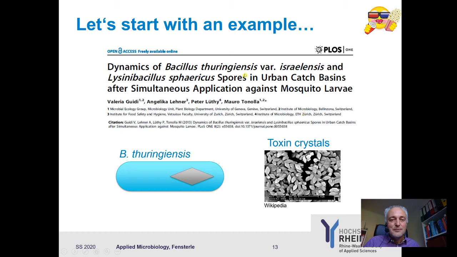And this is an example of a work published in PLOS ONE, and they have studied the dynamics of two bacterial species, Bacillus thuringiensis and Lysinibacillus sphaericus, and both of these species have a speciality because they form toxins, and these toxins are deposited in the bacterial cells as crystals. And that's of course the cool thing for a microbiologist. You see that in every slide.